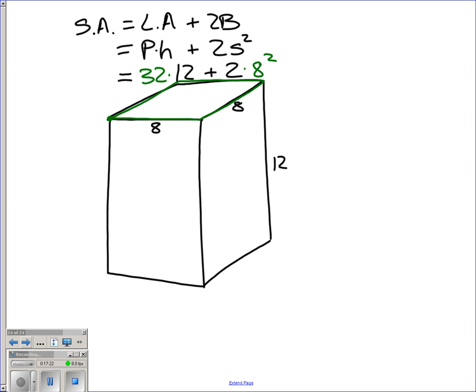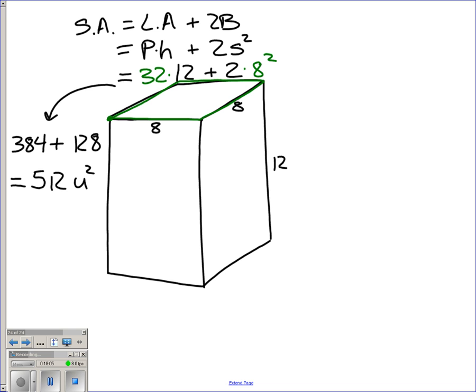Well, when you multiply 32 times 12, that's 12 32s. That's going to be 384 for the lateral area. So let me move it over here. 384, that's the lateral area, plus each base is 64. That's the 8 squared. We know that from our multiplication tables. When you multiply 2 times 64, that's 128. When you add these two together, the 384 plus the 128, that's going to be 512. 512, and again, units squared, because we're talking about surface area.